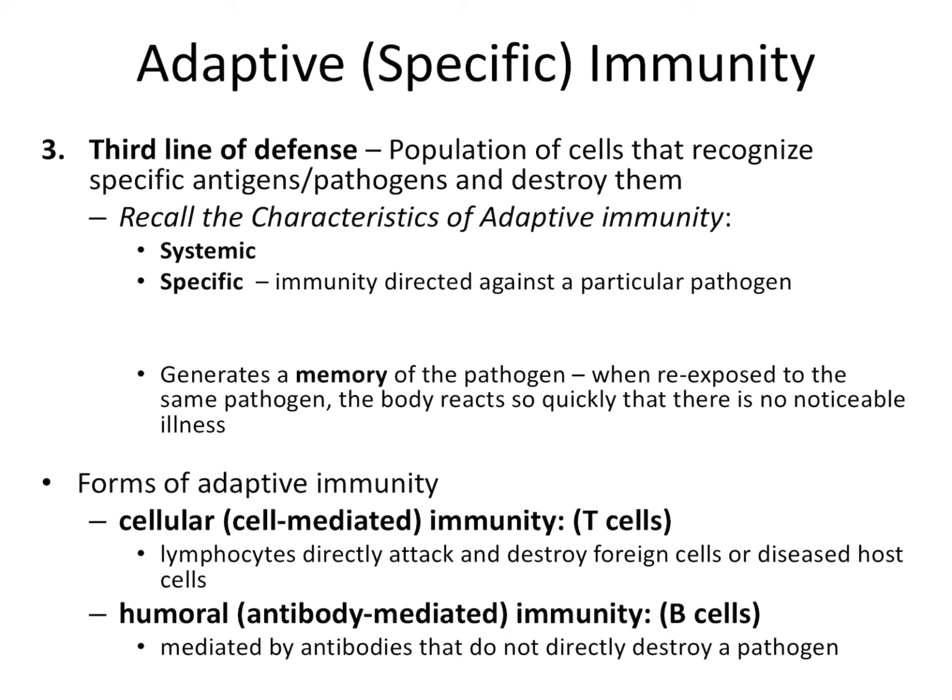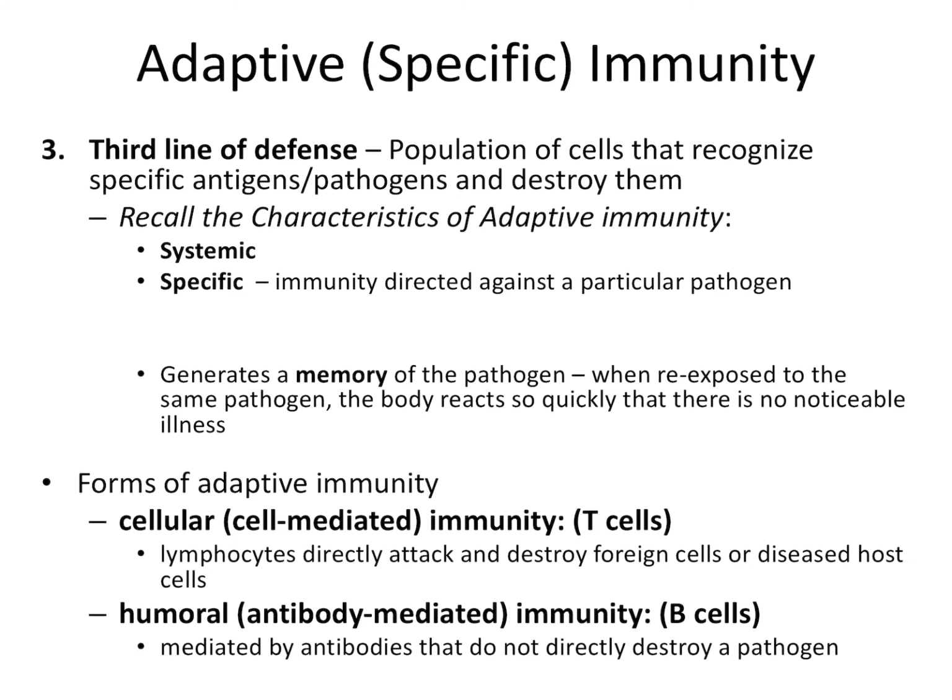So with our adaptive immunity, we're going to see that it's systemic, meaning it's not going to be localized to one specific area. Instead, these cells that are involved in adaptive immunity are going to be circulating, and they're going to be able to fight pathogens throughout the entire system. We'll also see that it's very specific. So it's going to be directed against a very particular pathogen.